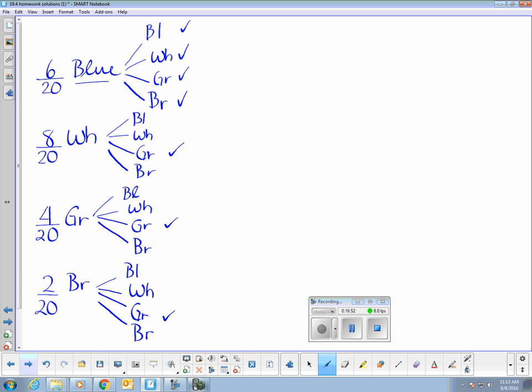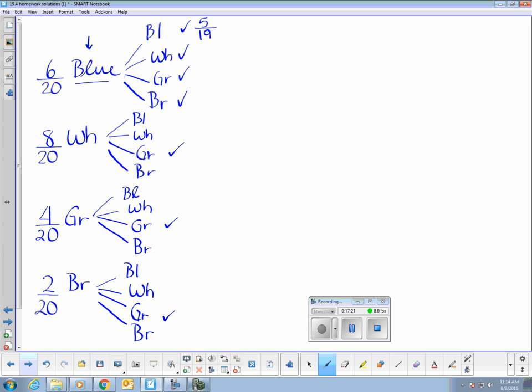So I've checked all the pathways where the first sock is a blue or the second sock is a green. So I can go through and find the probabilities of each one. So let me go ahead and put in now my second probabilities. In this case, if I pick a blue first, there are now only 5 blues left in the drawer out of 19 socks.